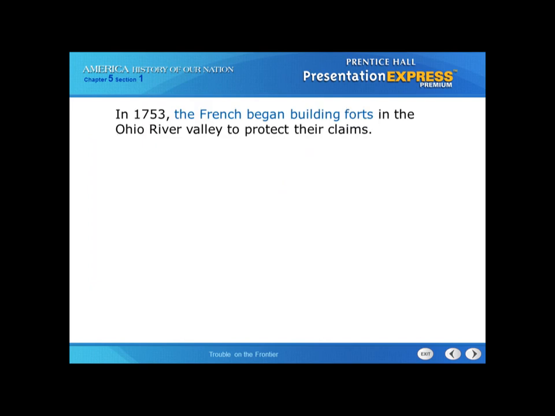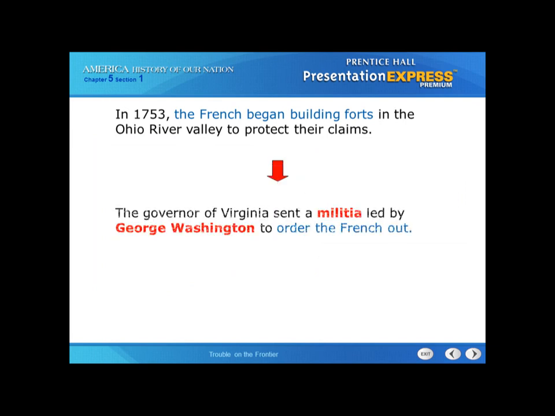In 1753, the French began building forts in the Ohio River Valley to protect their claims. And again, this is to keep the British from moving into that land. The governor of Virginia sent a militia. A militia would be a group of volunteer citizen soldiers. And George Washington is going to lead them, and he's going to try to order the French out. So this is the first time that we hear about George Washington. At this point, he's a young lieutenant in the British Army, so he's not very widely known.